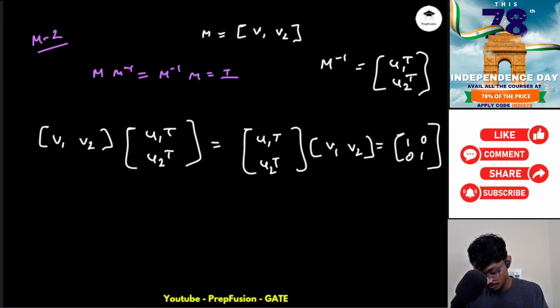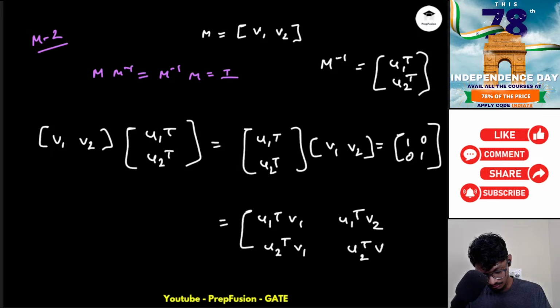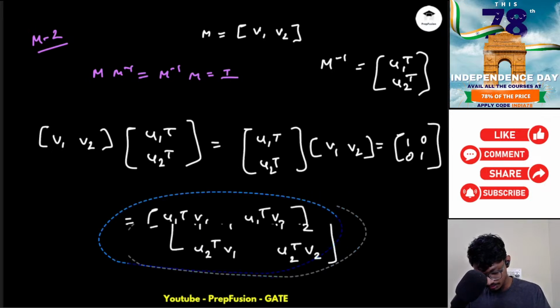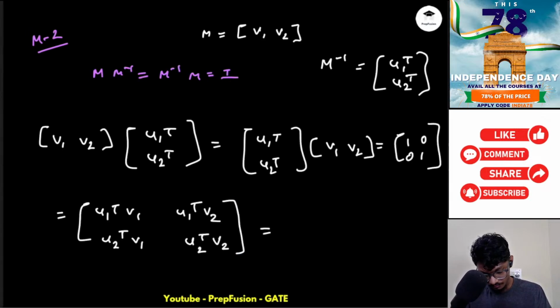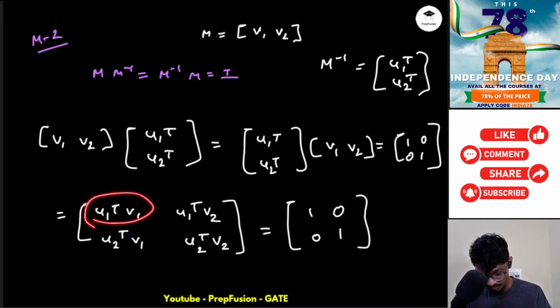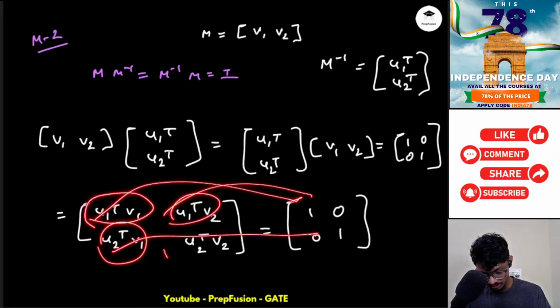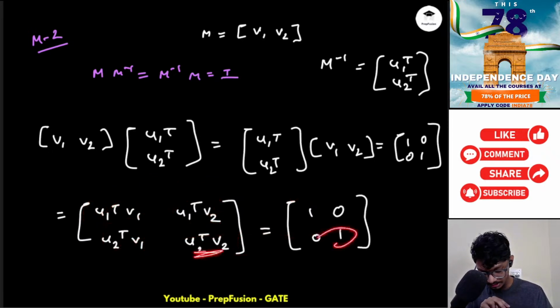Okay, so if I do this, this will be u1 transpose into v1. This is the first element, then the second element, right? Row into columns. So u1 transpose into v2, then u2 transpose into v1, and then u2 transpose into v2. Okay, so this should be equal to 1 0 0 1. If I equate each element, this is equal to 1, this is equal to 0, this is equal to 0, this is equal to 1. So like products are 1 and unlike products are 0.